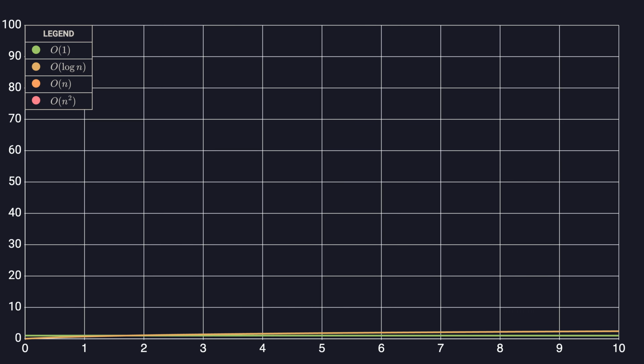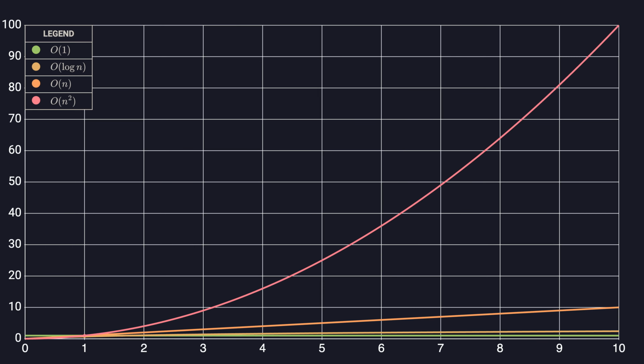O of n, which is known as linear scaling. Here, the time taken scales proportionate to the number of inputs. And finally, O of n square, which is known as quadratic scaling, where the time taken scales proportionate to the square of the number of inputs. As you can see, with low number of inputs, these algorithms take relatively similar amounts of time. However, some of these would take drastically more time with higher number of inputs.